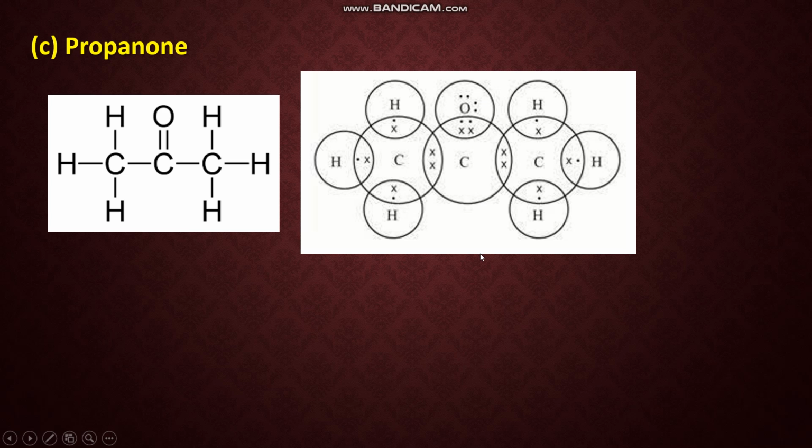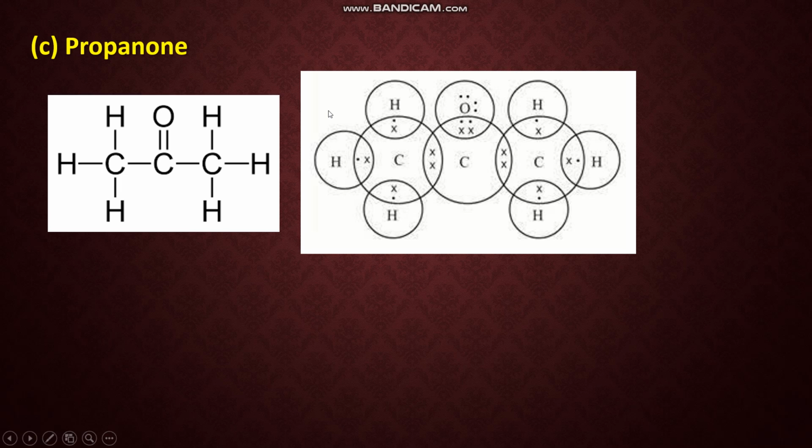So, to draw the electron dot structure of any organic compound or carbon compound, first what do you have to do? You have to draw the structure, then it will be easy to draw the electron dot structure. Now, around each atom you draw one circle. Then you see which bond is present between the 2 atoms. If it is a single bond, you have to show 2 electrons. If it is a double bond, you have to show 4 electrons.